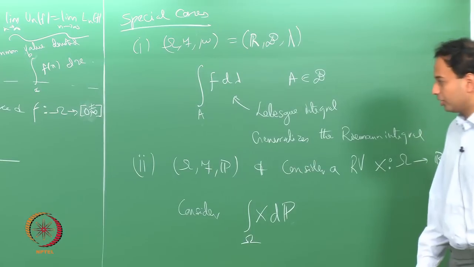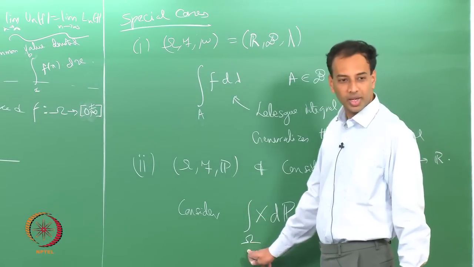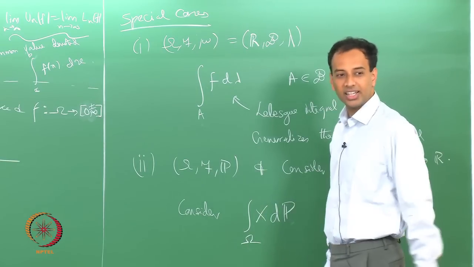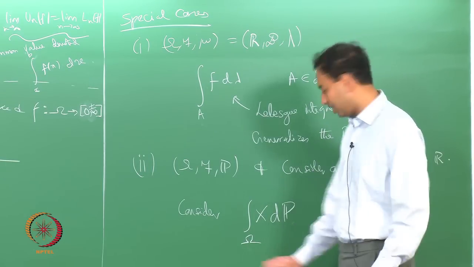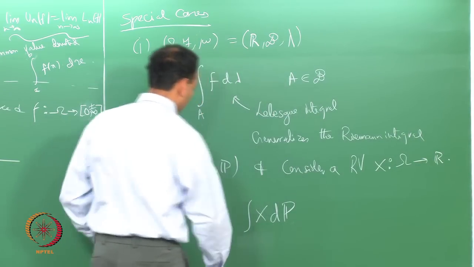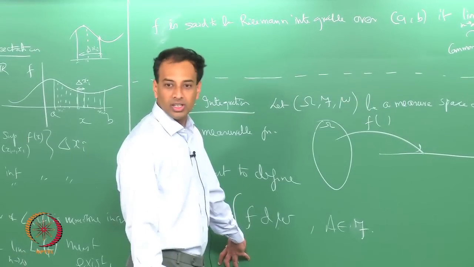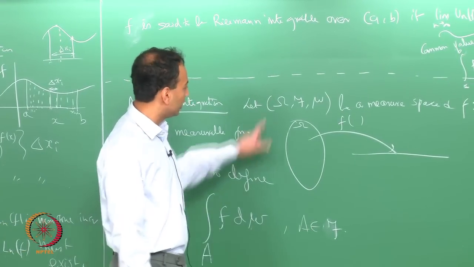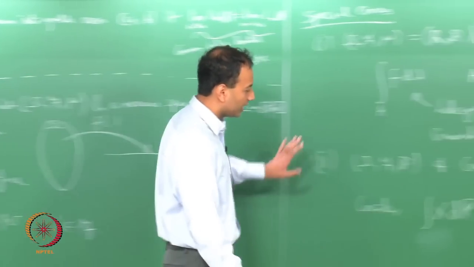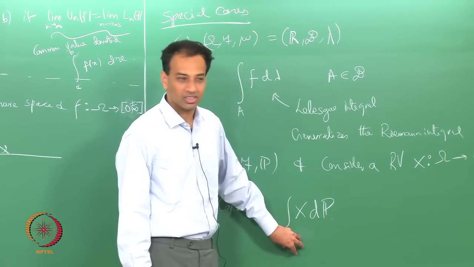By the way, a matter of notation, whenever I integrate over the whole space omega from now on, I will not write omega. I will only write the integral. When I write the integral of f d mu without saying what set I am integrating over, it is to be understood that I am integrating over the whole space omega. So let me just write the integral of X dP from now on. The omega is implicit here.